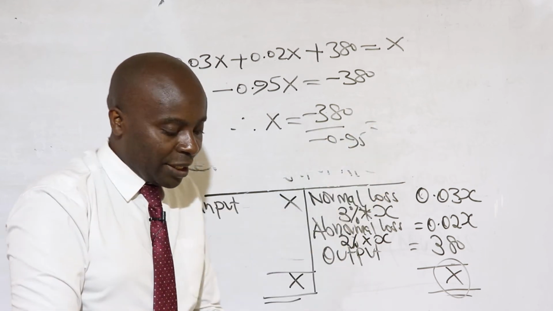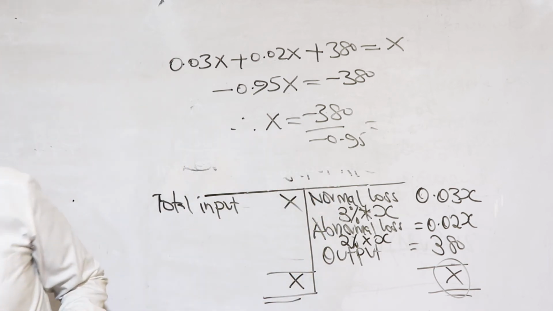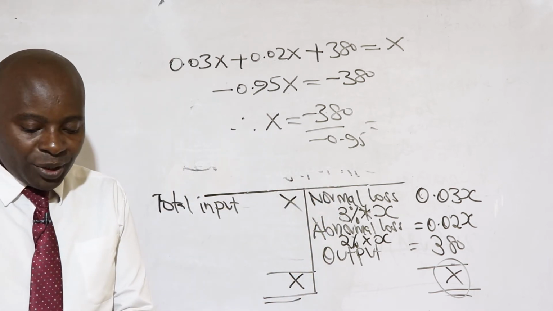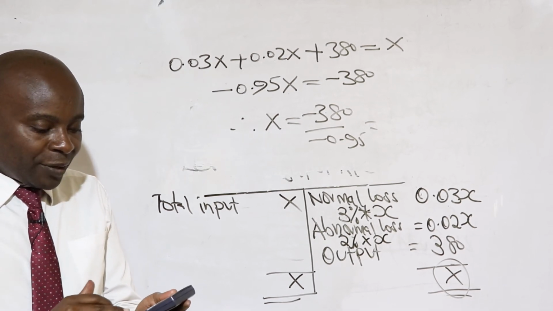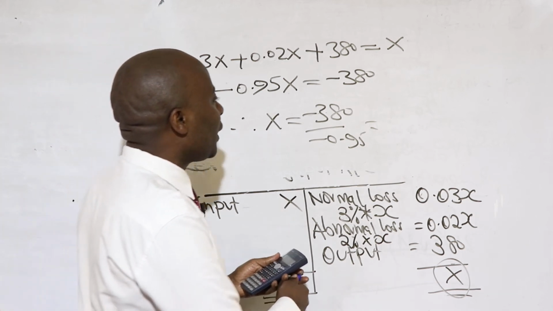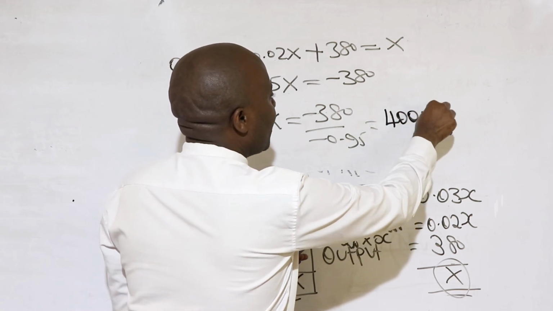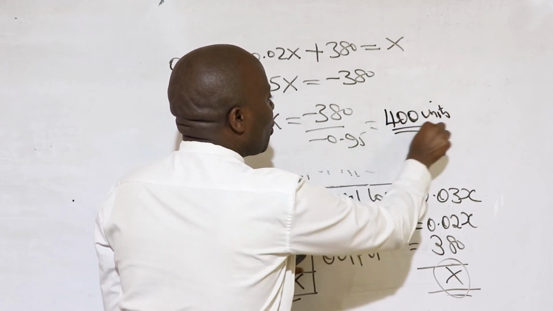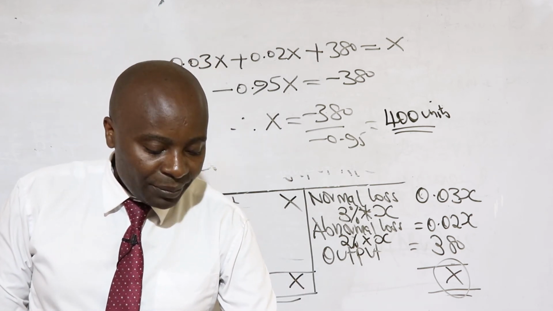X will be minus 380 divided by minus 0.95. So we have here 380 divided by 0.95 equals, which will end up, ladies and gentlemen, giving us X of what here? X of 400. X, ladies and gentlemen, which is our total input, equals 400 units.